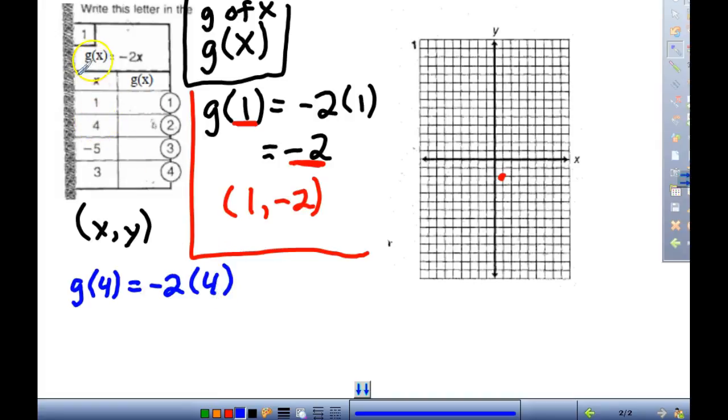So I'm plugging in 4. So this part just means I'm plugging in 4. And the answer is going to be negative 2 times 4, which is negative 8. So I plugged in 4, that's my x. My answer is negative 8, so that's the coordinate 4 comma negative 8. Okay, so what you plug in is the x, and the answer is the y.